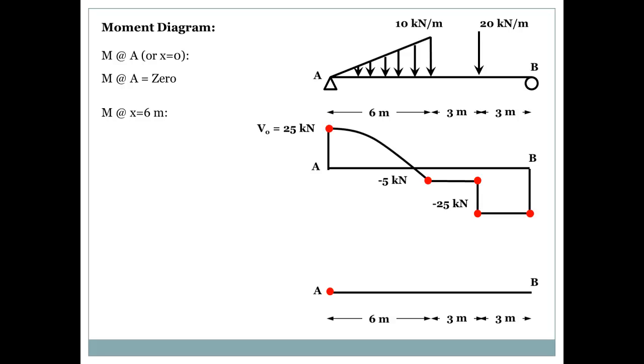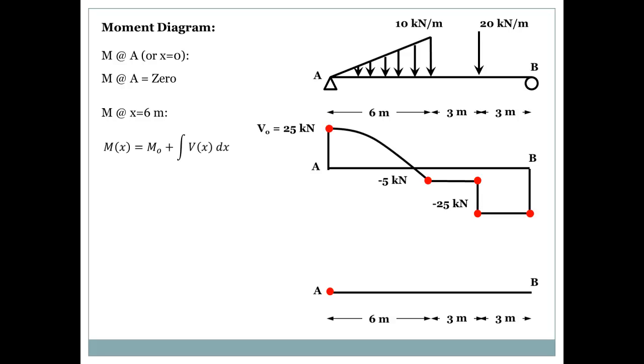Now here's the thing. You can find the moment at x equals 6 if you know how to calculate the area under the curve of the shear diagram between 0 and 6. The problem is this area does not have a formula. It's not a square, it's not a rectangle, it's not a triangle. It's a function. So we cannot use the simple trick of calculating the area, but we know that the area under a graph is basically integrating the function, if I know the function of that graph.